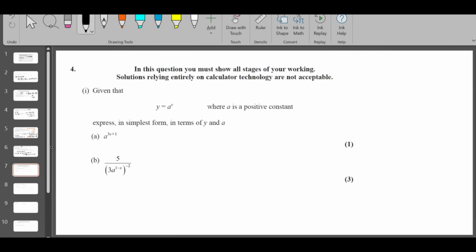That's all. Just a 2 mark question. Let's move on to the next one, question number 4. This is just using laws of indices. Y is given as a power x. We need to write this in terms of y and a.